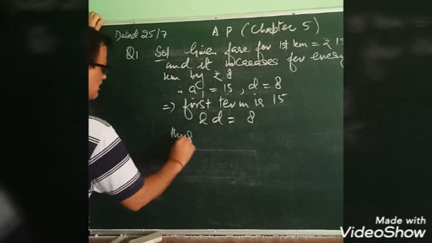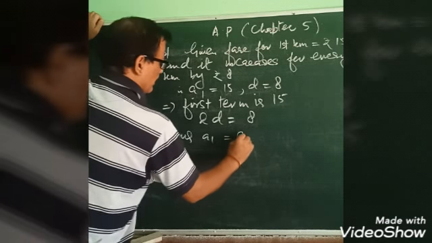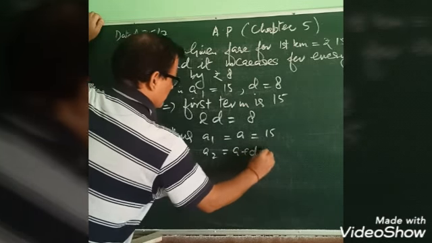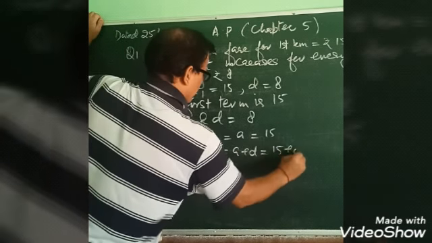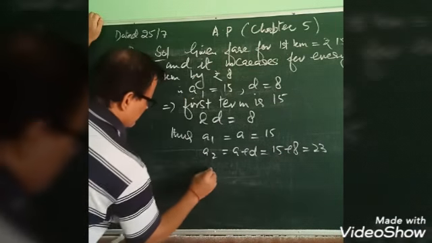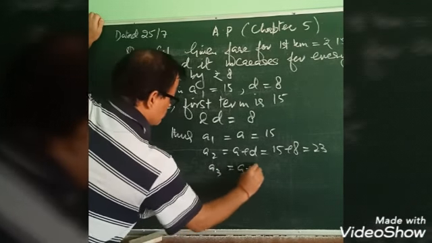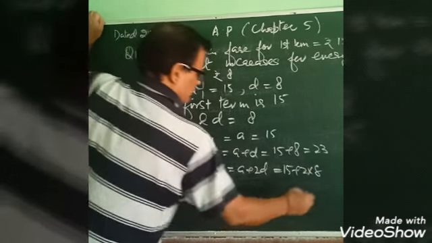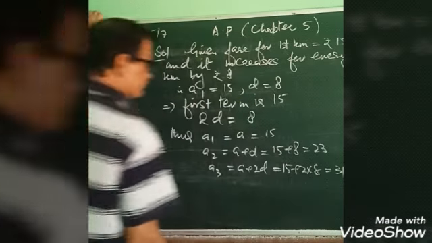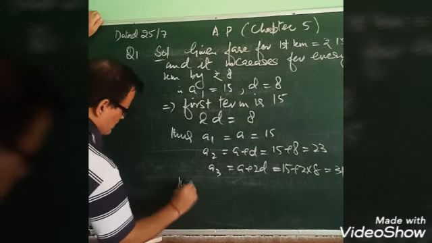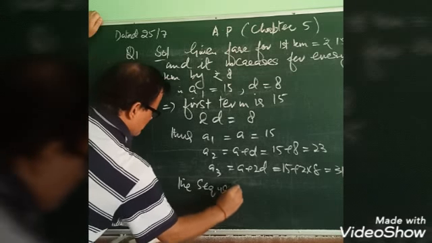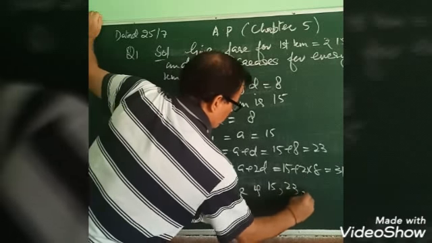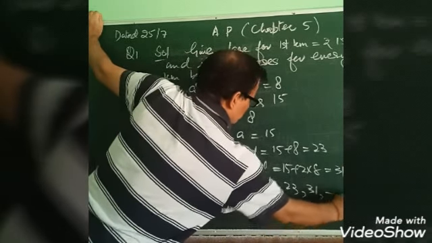Thus A1 that is equal to A, that is equal to 15. A2 is equal to A plus D, that is equal to 15 plus 8, that is 23. A3 can be equal to A plus 2D, that is equal to 15 plus 2 into 8, that is equal to 31. The sequence is 15, then 23, then 31, and so on.